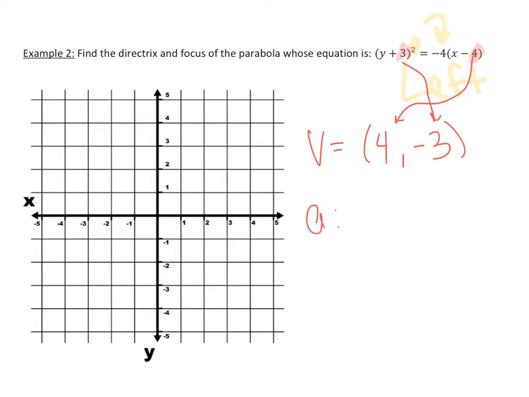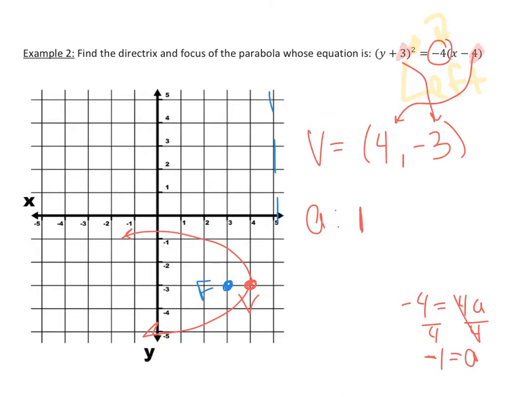And then the a value is based off of this guy here, so you're going to do -4 equals 4a, divide by 4, and you're going to get a equals -1. Now really it's just 1, all right? But the negative just tells you that it's opening up to the left. So I'm going to count 1, 2, 3, 4, 1, 2, 3. Here's my vertex. We know it's going to open up to the left. And then we're going to go 1 away here, because the a value is 1, for my focus, and 1 behind here, because that's my directrix. I'm going to find my focus. My focus is 3, -3.